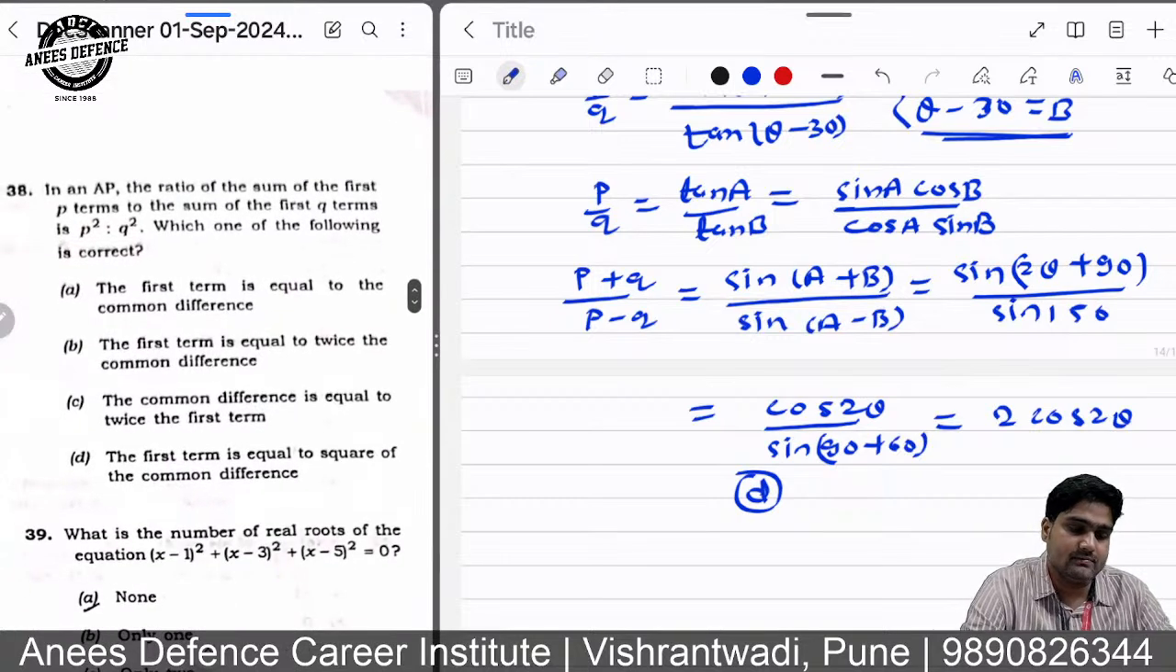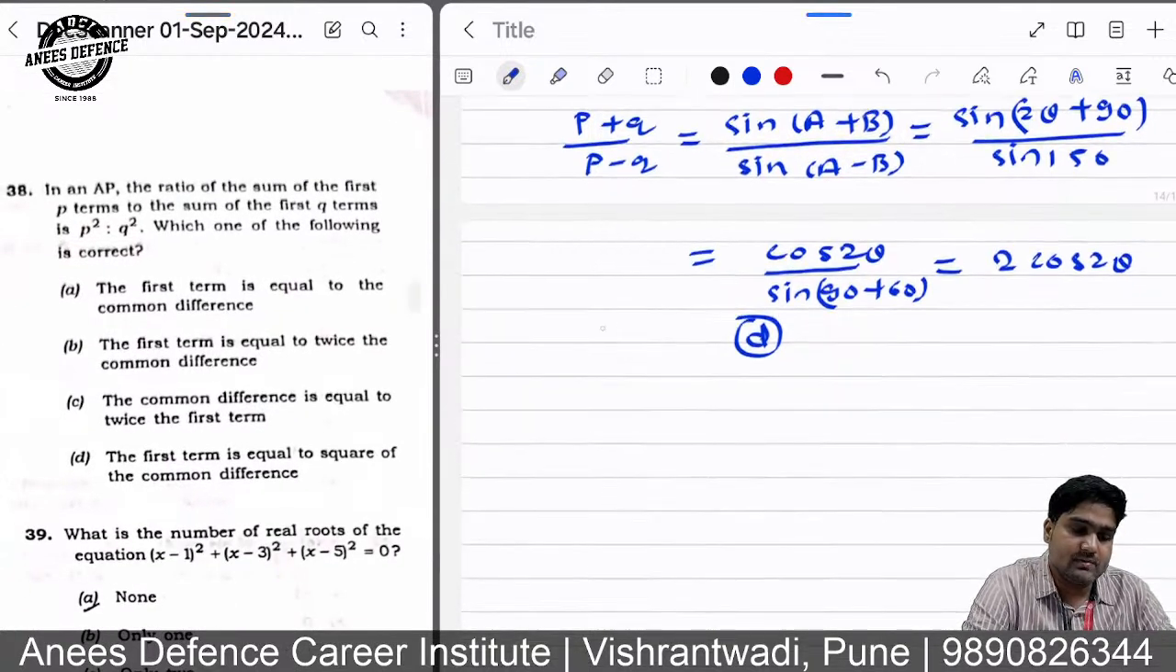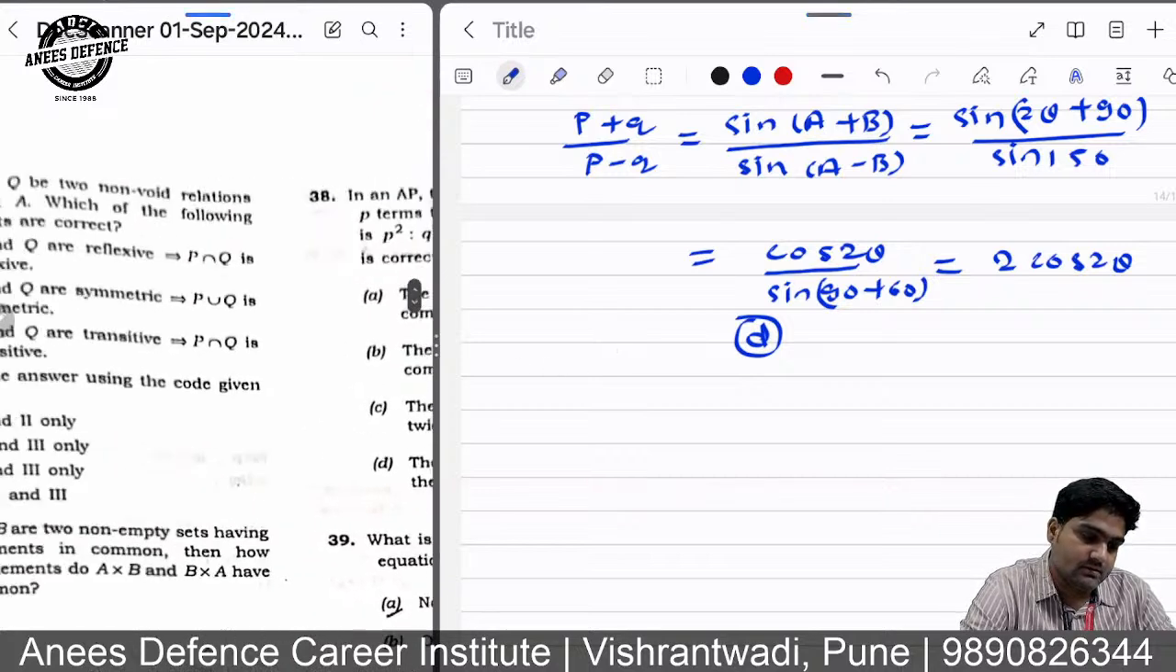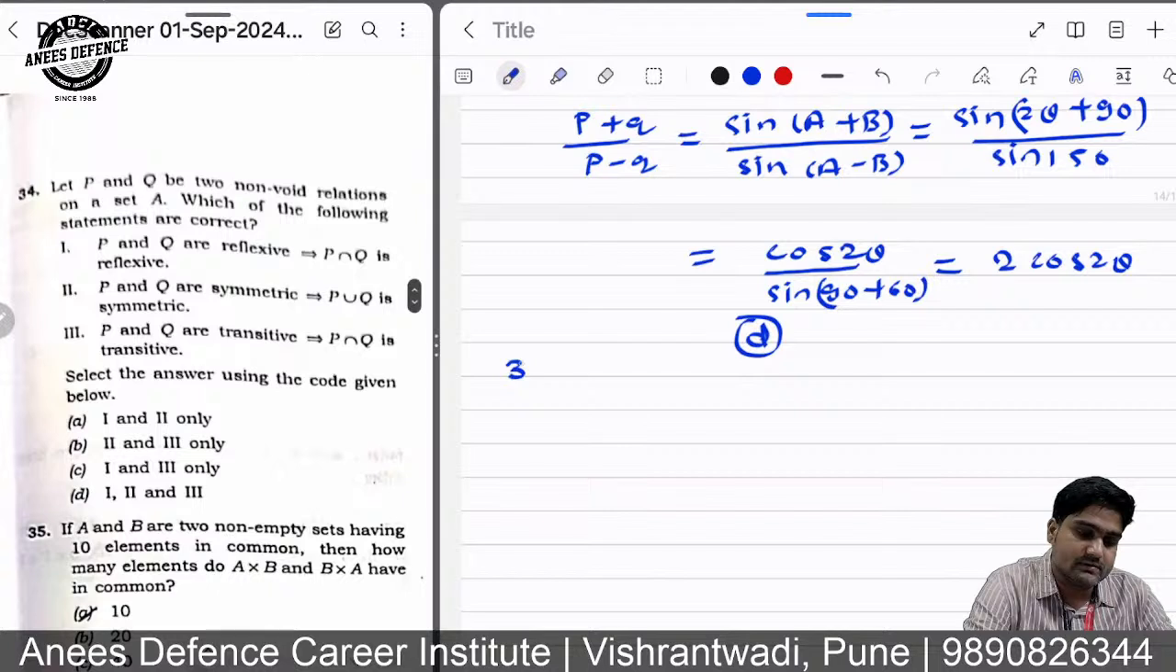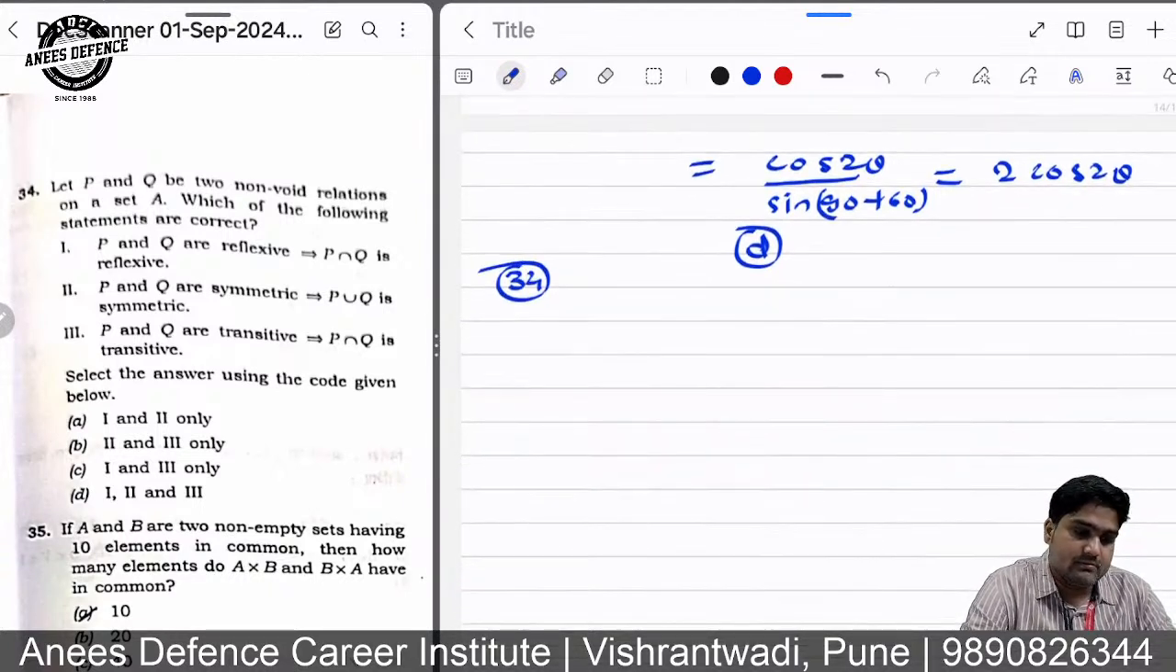In these questions, the ratio of the sum of first P terms and Q terms is given. Oh, not that one. Let's discuss question 34 first. Here P and Q are two non-void relations on the set A. Which one of the following is correct? If P and Q are reflexive, then P intersection Q is reflexive. It's true. Statement 1 is true, and statement 2 is given as P and Q are symmetric.